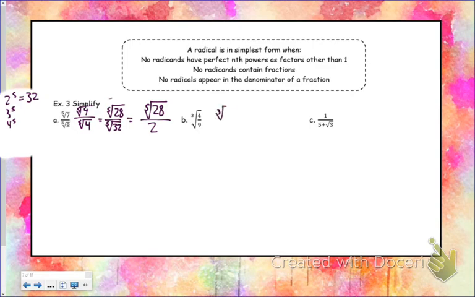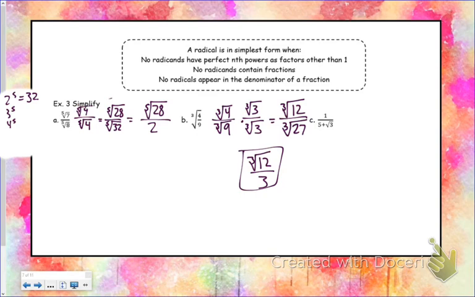So this is the cube root of 4 over the cube root of 9. So an easy cube root to get to would be the cube root of 27. So in order to get there, I would need the cube root of 3, and that gives me the cube root of 12 over the cube root of 27, which is just the cube root of 12 over 3.